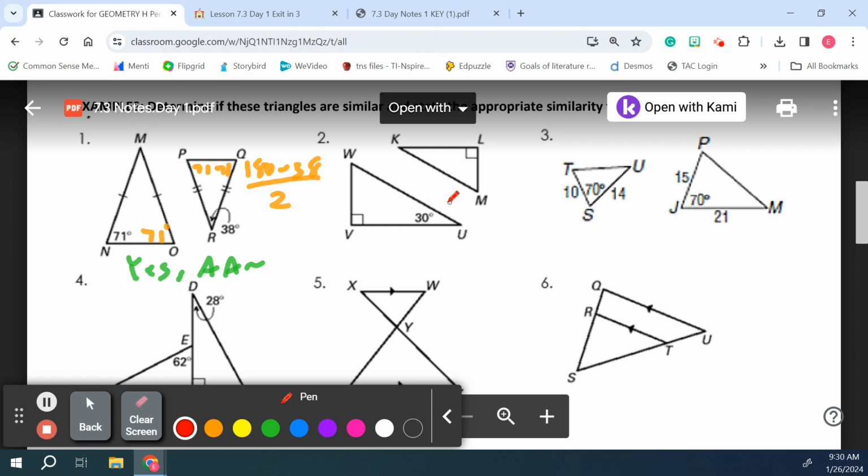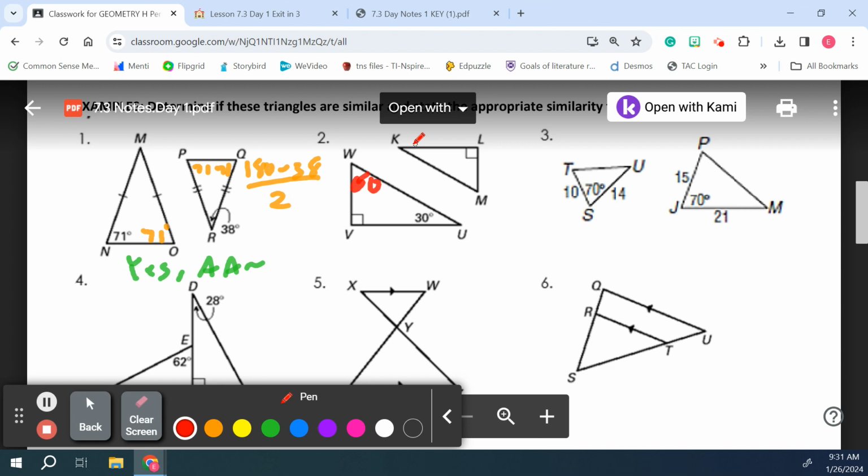Let's take a look at number 2. So we have a right angle here. We have a 30-degree angle here. This one should be pretty easy to calculate. What's that going to be? Who can tell me? Shane? 60. Okay, so we have all the angles for this one.